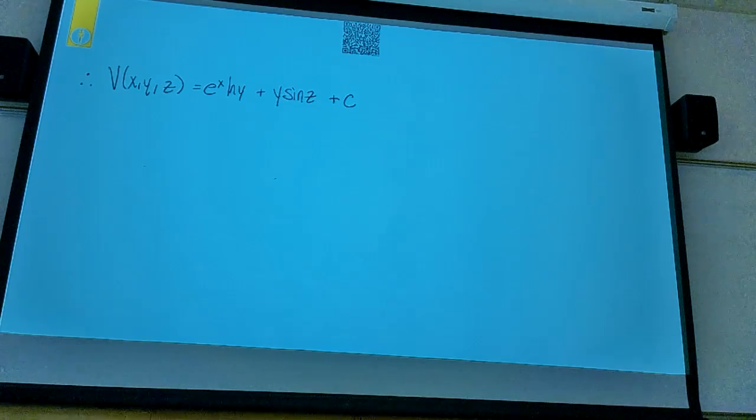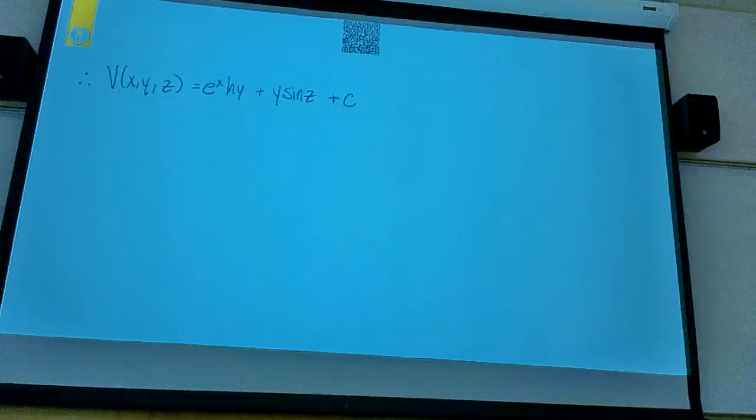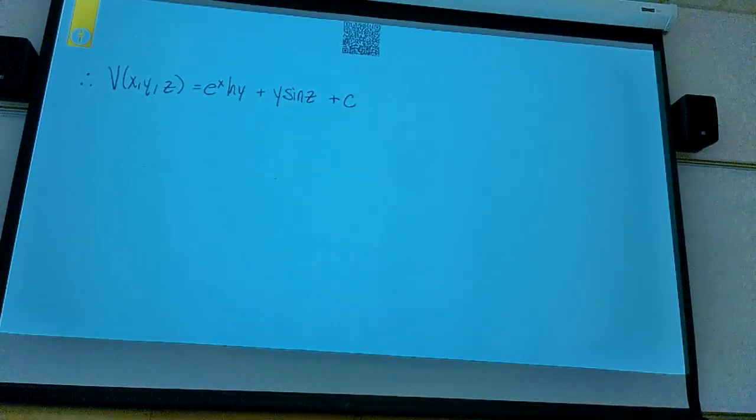Much like, remember when we were doing antiderivatives in Calc 1? The antiderivative is unique up to a constant. It's the same thing. So you have a family of solutions. Right? You have a family of potential functions. But we were just asked to find a single potential function. Right? So just pick a value for say, any value will work. I pick 0, there's the potential.